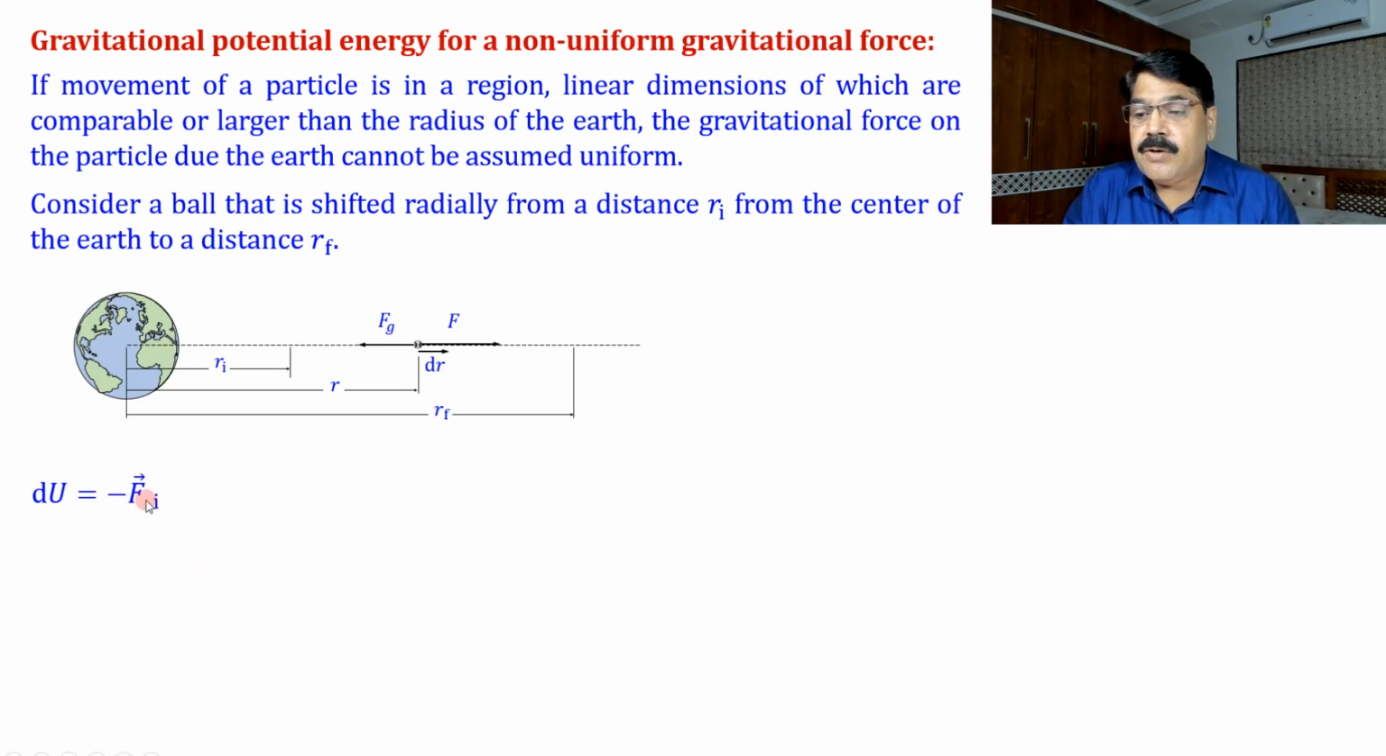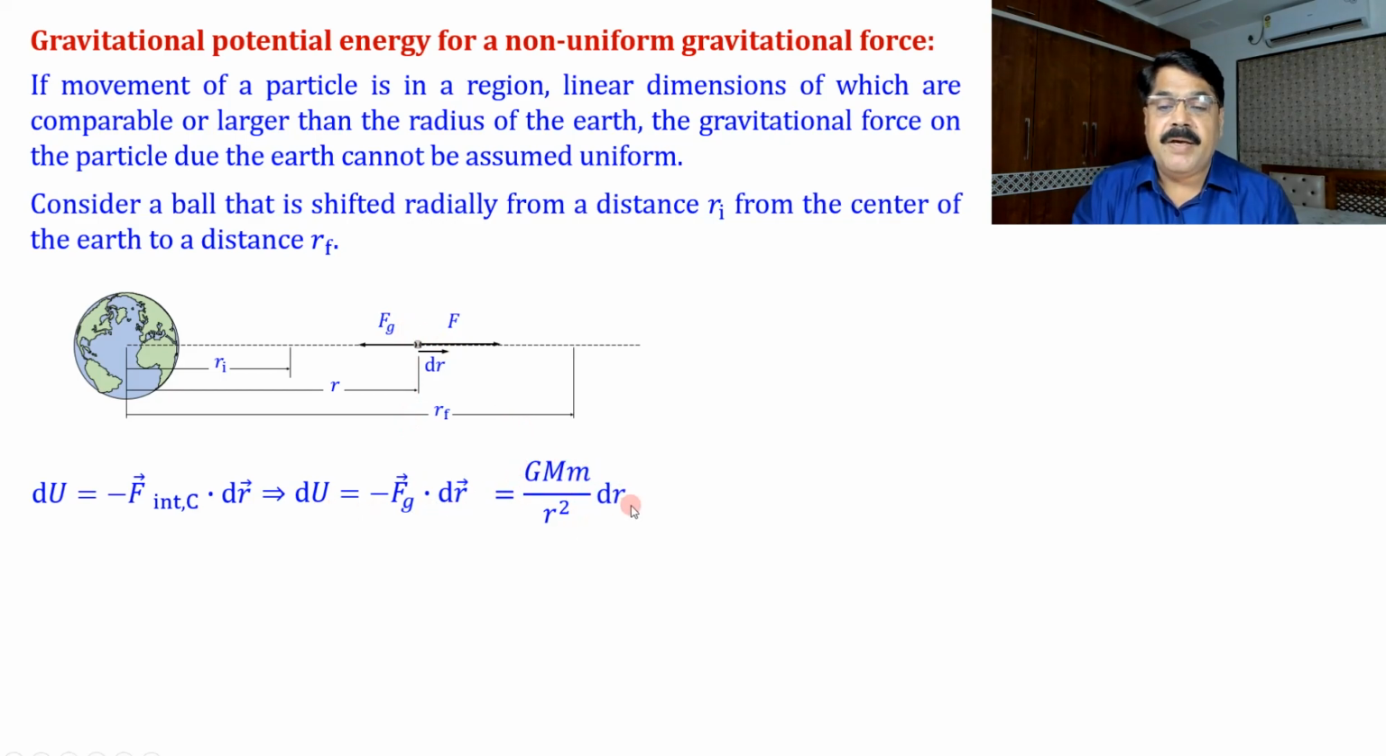So dU is equal to minus F internal conservative dot dr. That is the definition of potential energy. Now for this what we take? Fg vector. For this we have dr vector. So dU is equal to minus Fg vector dot dr. And Fg vector is in this direction, dr vector in this direction, so again the angle is 180. So this dot product will be negative. That negative and this negative will become positive. So what you get here is Fg into dr. So we substitute the value of Fg, GMm by r square, into dr. So dU is simply GMm by r square dr.